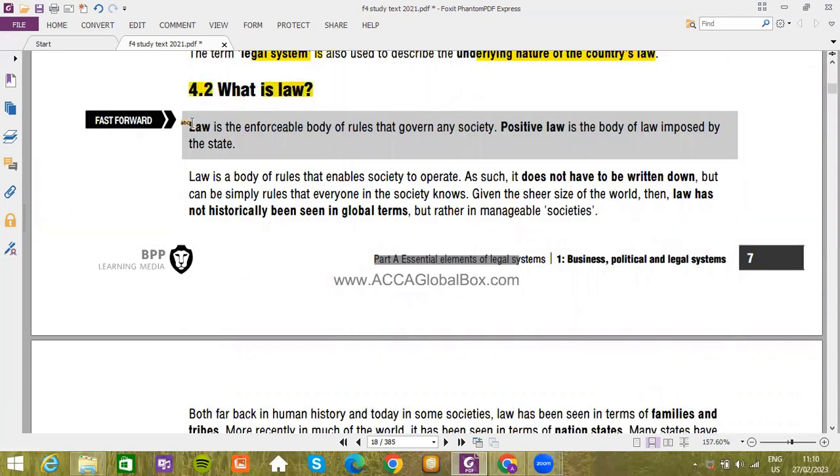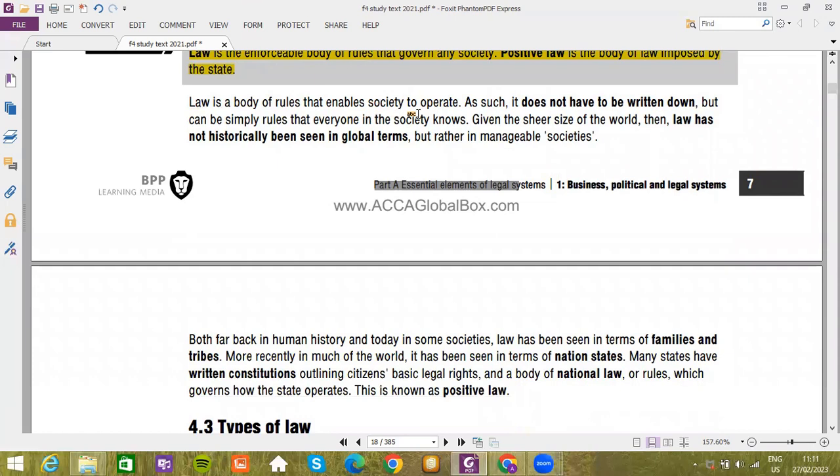What is law? Law is an enforceable body of rules that govern any society. Positive law is the body of law imposed by the state. If you don't get it by logic, you can just learn it by heart. It's nothing so complicated. It is a body of rules that enables societies to operate. As such, it does not have to be written down, but can be simply rules that everyone in the society knows.